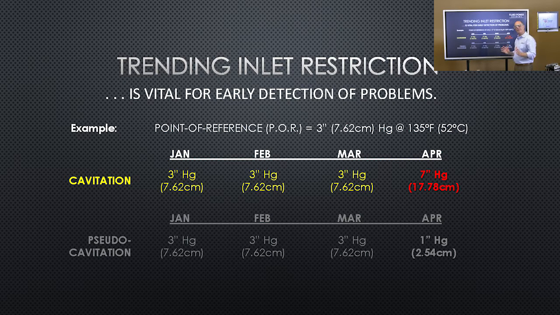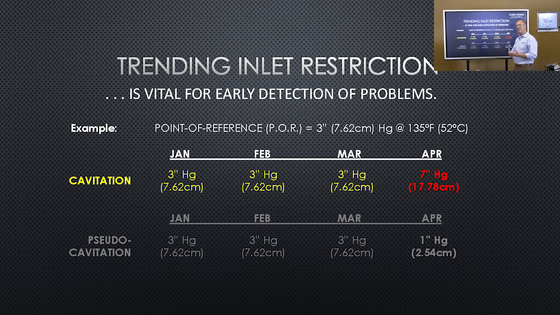This has to be nipped in the bud. This cannot be left. Cavitation is a systemic problem. It's a systemic catastrophic condition. So I've got to nip this in the bud. The first thing I want to do is go and determine what made the inlet restriction rise. So you see how useful it is to have a point of reference?